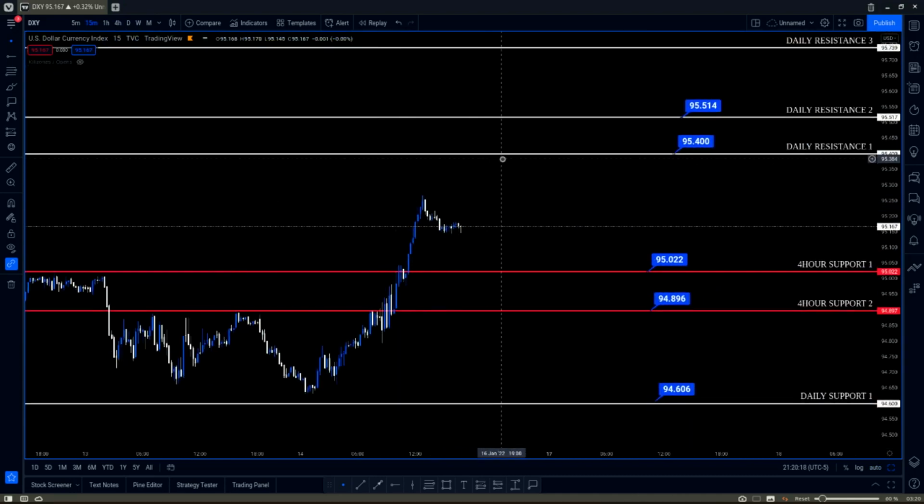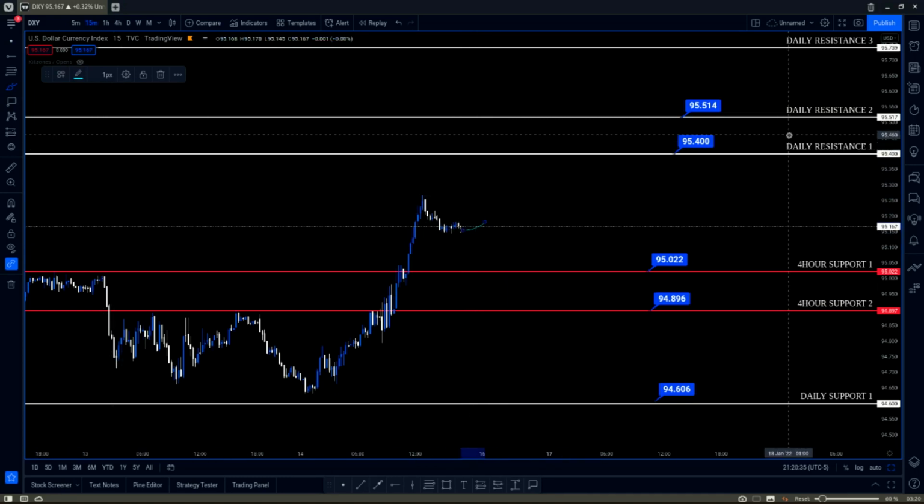Okay, so looking at the dollar index, the price is trading at this level. Now, mind you, the markets are closed right now. I'm recording this on Friday midnight, so it's basically closed now.